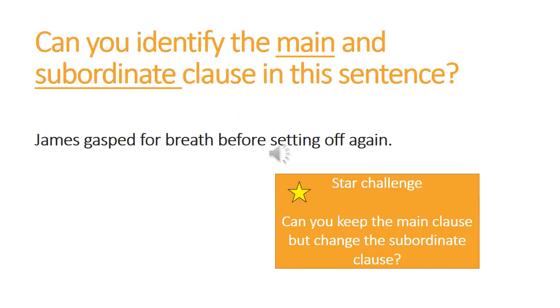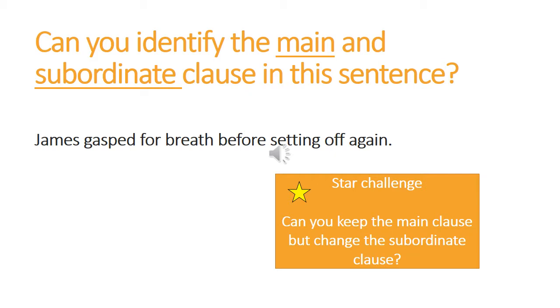Okay, so now we've recapped on main and subordinate clauses, have a look at this complex sentence on your screen. James gasped for breath before setting off again. Can you identify the main and the subordinate clauses here? Pause the video and make your decision. You could also have a go at the star challenge to keep the main clause but change the subordinate clause. Off you go and start the video again when you're ready.